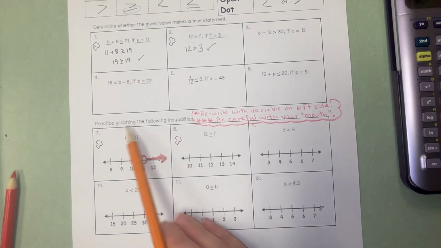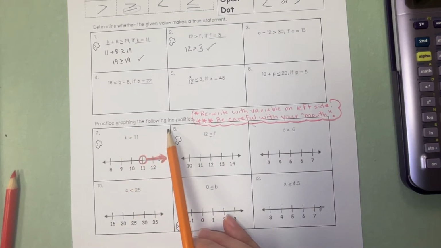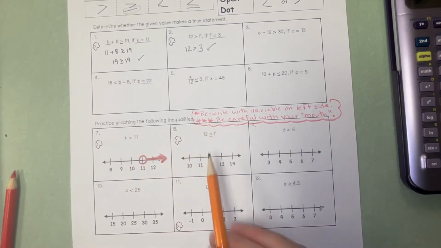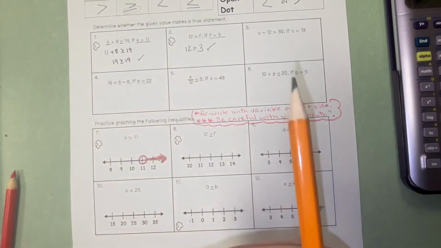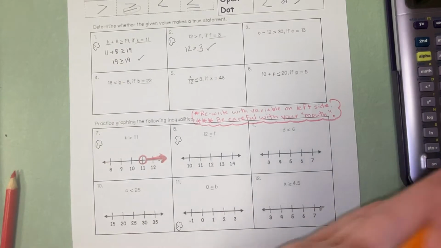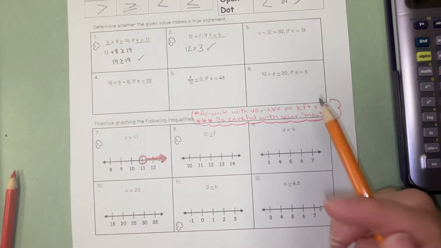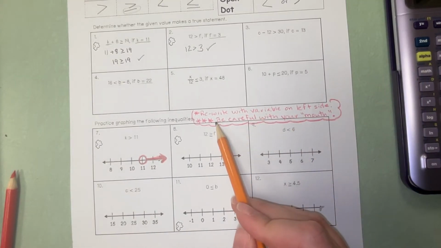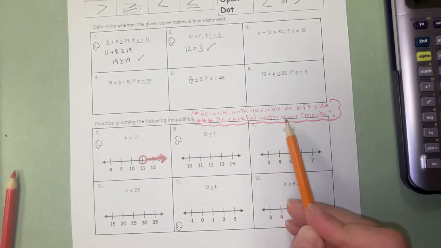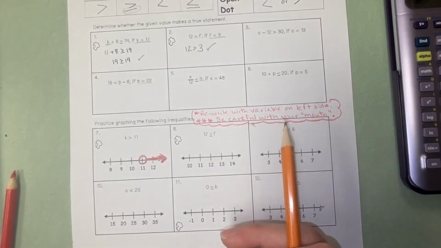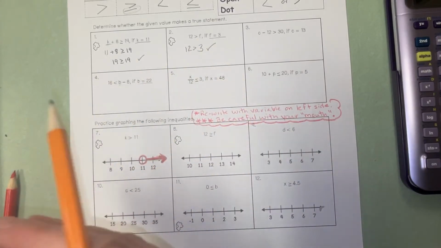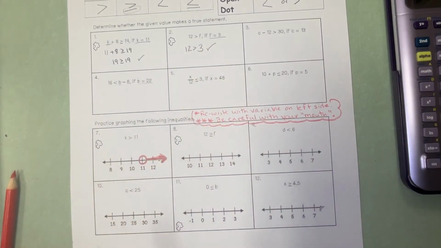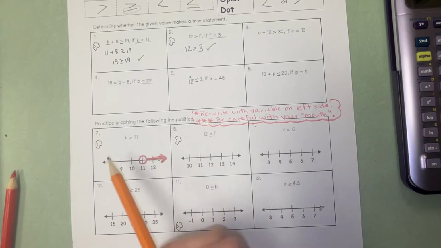All right, when you practice graphing inequalities, you really want it so that your variable is on the left side, because then the arrow will point you in the direction you should go. Now, be careful with your mouth. If you have to move your variable to the other side, make sure the mouth is still pointing in the right direction. So let's look at number 7.